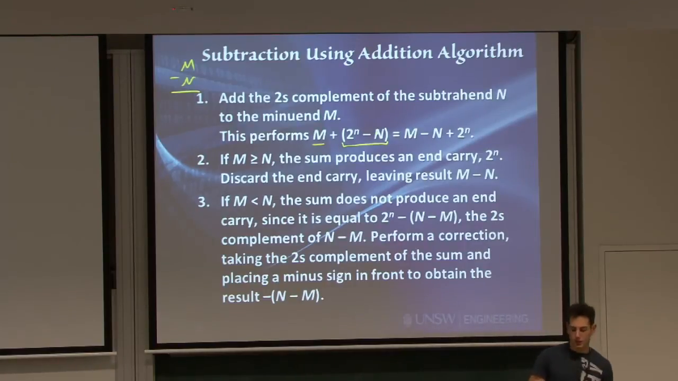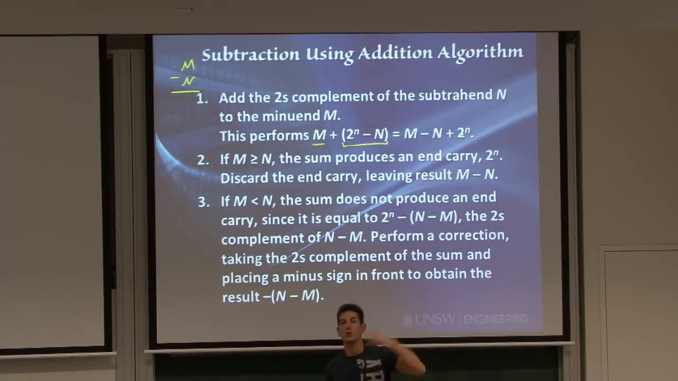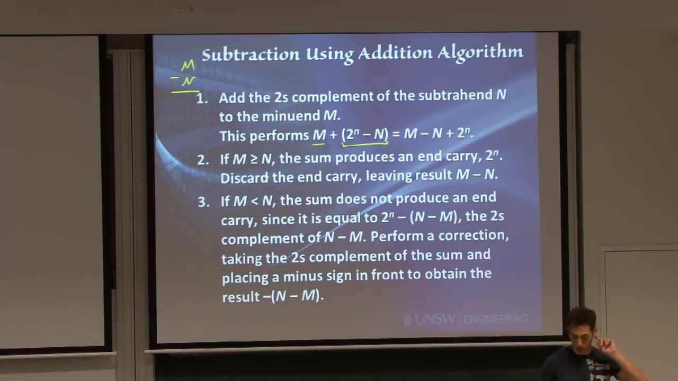Now, if the case was that m is larger than n, and remember we're doing addition, we will get a carry out from the adder. Because the number m minus n plus this 2 to the power of n will be too large for the number of bits we have, we will get a carry out. And this is if m is larger than n.